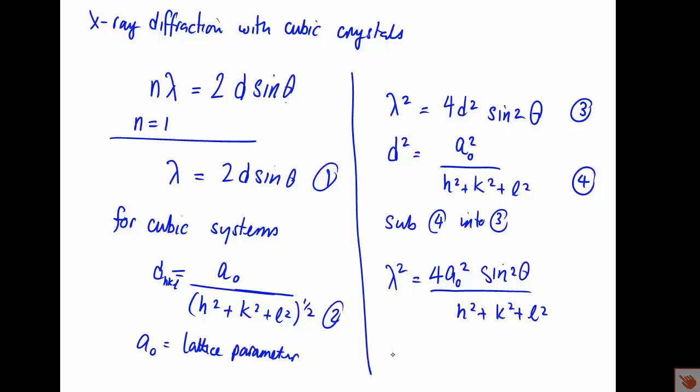So we can see that sine squared theta is going to equal lambda squared over 4a naught squared, times h squared plus k squared plus l squared.